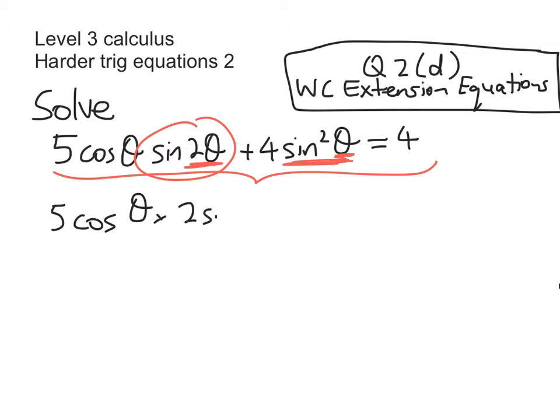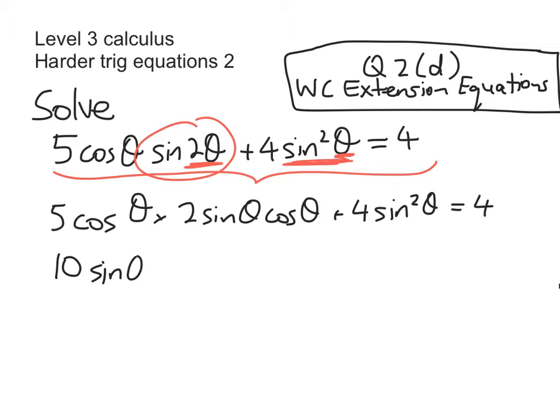You might keep going. So we get 2 sine theta cos theta, and now we've got plus 4 sine squared theta equals 4. So let's just work with that, and we get 10 sine theta cos squared theta plus 4 sine squared theta equals 4. Now I can divide through by 2, but I'm actually not going to bother doing that just yet, so I'll just leave it how it is.